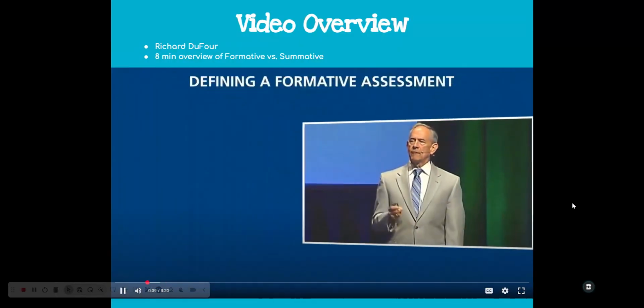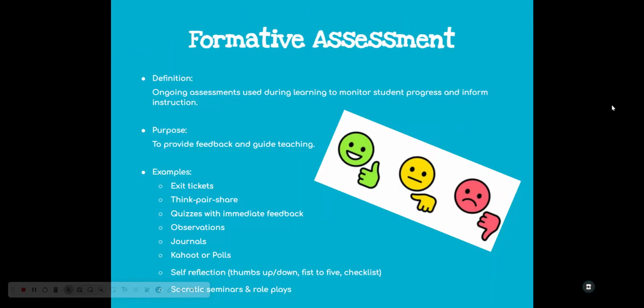But what do we mean by each? So formative assessment, when we say formative, we mean ongoing assessment that's used during learning to monitor the progress and inform your instruction. It's kind of like ongoing feedback. Examples include exit tickets, observations, journals, Kahoots or polls, the games that you play, a little self-reflection, a thumbs up, thumbs down. Those are all great ways to tell you how you're doing, how they're doing along the way.